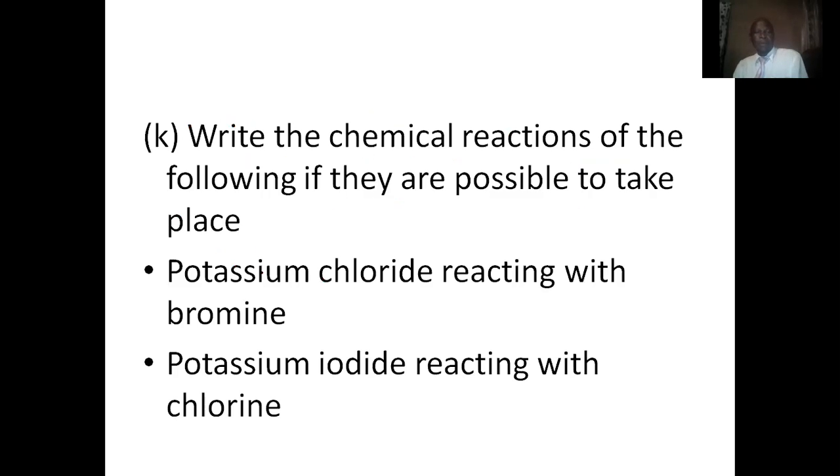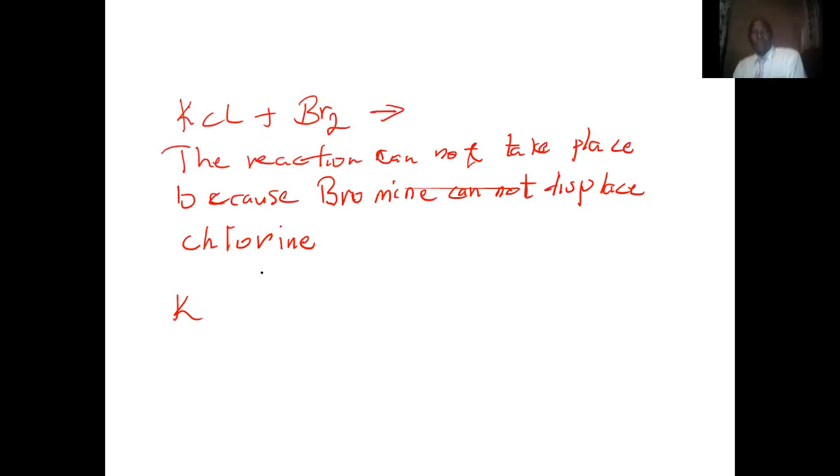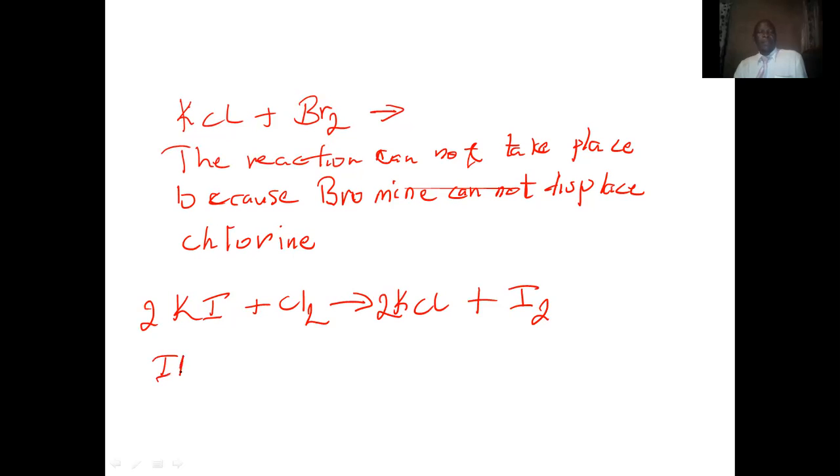potassium iodide with chlorine. Potassium iodide plus chlorine, you are going to get potassium chloride plus iodine. And balancing this one, we're going to have here 2, and there you're going to have 2. It is possible.